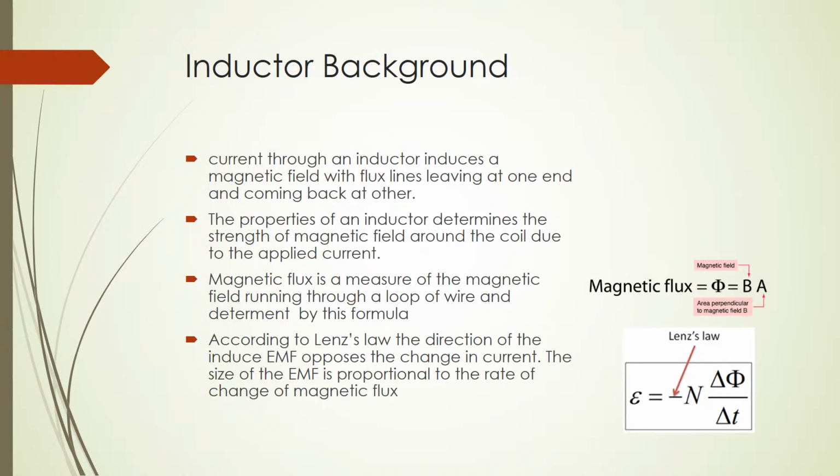Okay, so now I'm going to talk about the background of an inductor. Current through an inductor induces a magnetic field with flux lines leaving at one end and coming back at another. The properties of an inductor determine the strength of the magnetic field around the coil due to the applied current. The magnetic flux is a measure of the magnetic field running through a loop of wire and is determined by this formula. According to Lenz's law, the direction of the induced EMF opposes the change in current. The size of the EMF is proportional to the rate of change of magnetic flux.